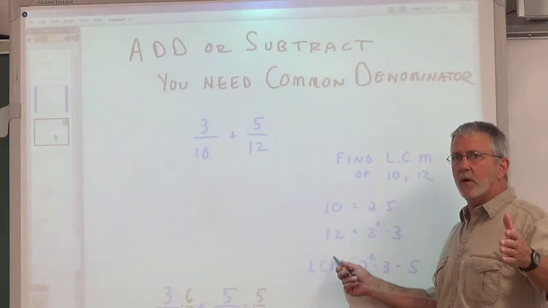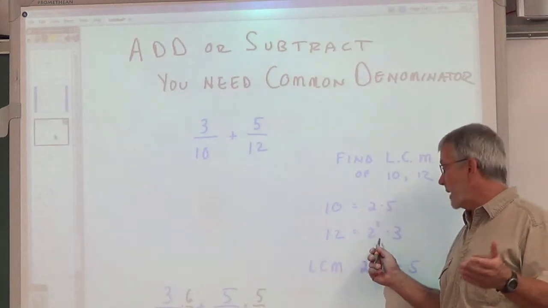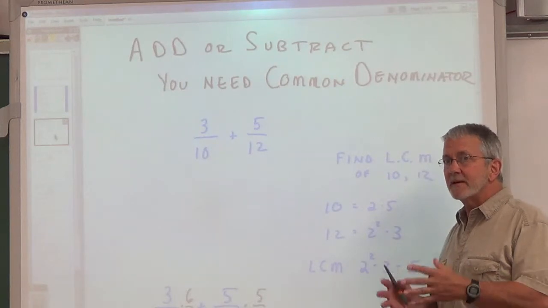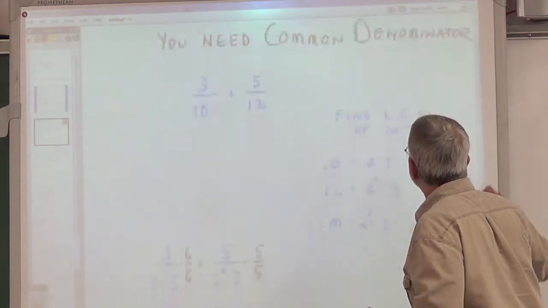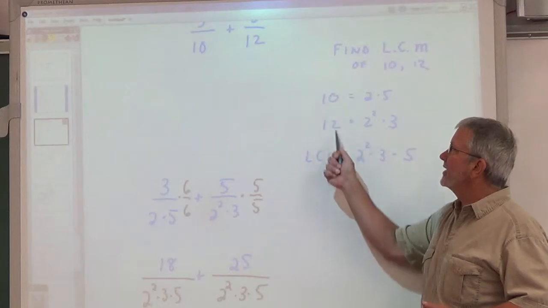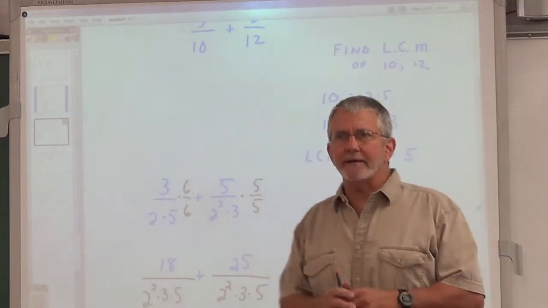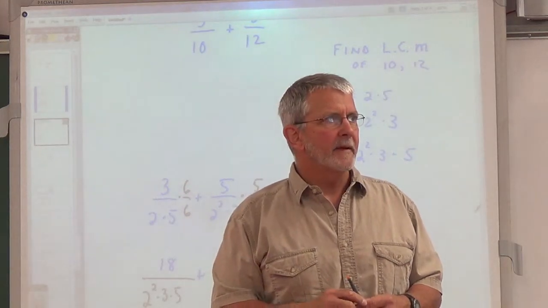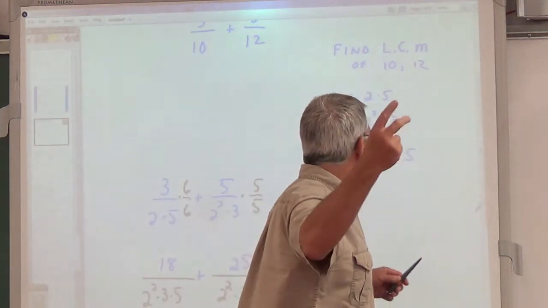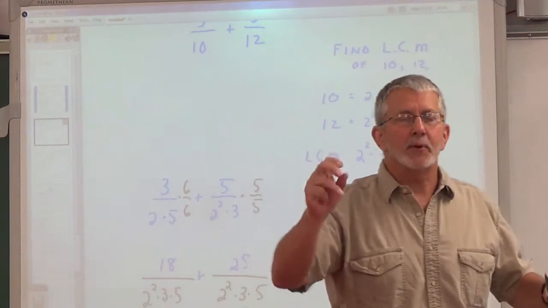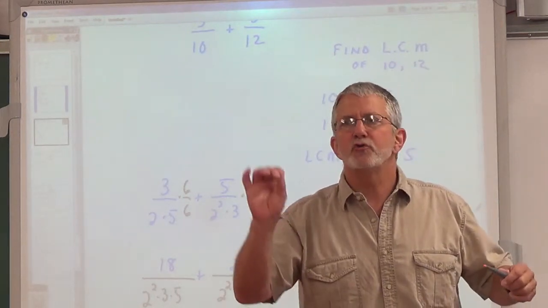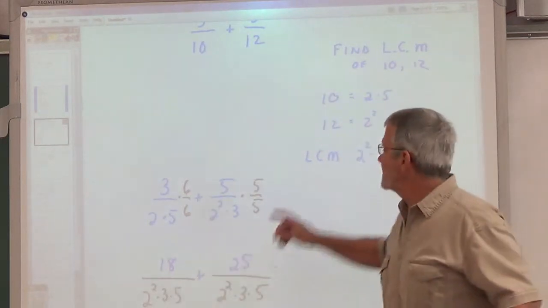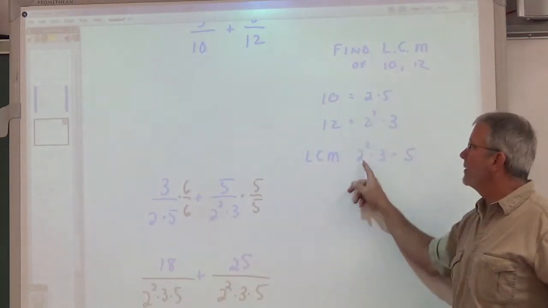Prime factorization of 12: 2 times 2, 2 squared times 3. Okay? And so now the least common multiple of 10 and 12 is the product of all of the separate factors that you see. I see a 2, I see a 3, and I see a 5. The product of the separate factors to the highest power that you see them. Well, the highest power that I see a 2 is 2 squared.